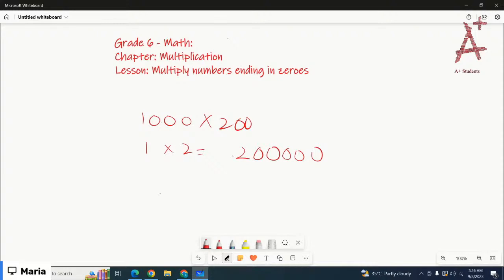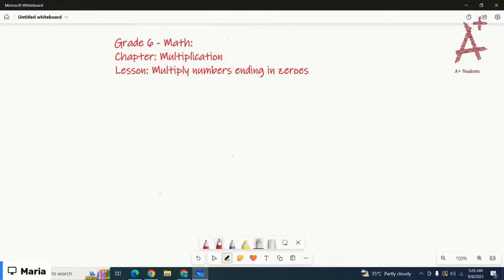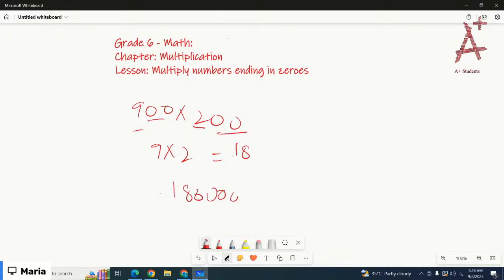The other example is 900 times 200. So let's just multiply the numbers that are non-zero, right? The numbers that are not zero. You are left with just 9 times 2, right? So 9 times 2 is, yes, that is 18. Now count the number of zeros and add the zeros. 1, 2, 3, 4. So the answer must have 4 zeros, right?